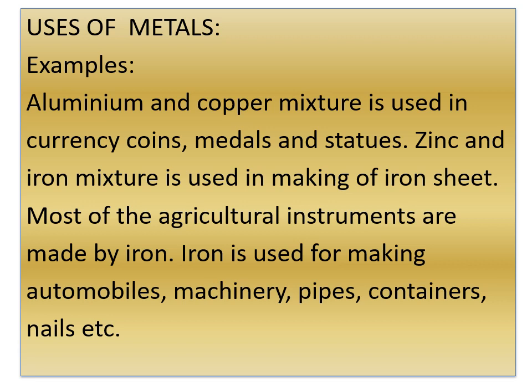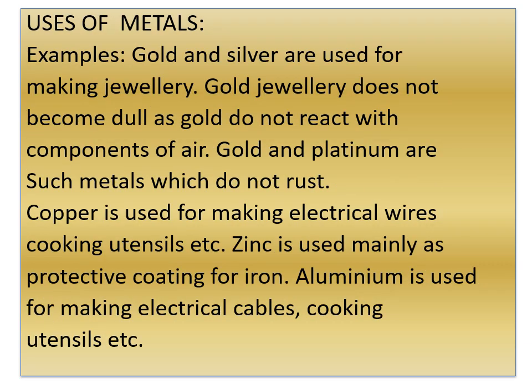Along with that, most of the agricultural instruments are made of iron. Iron is used for making automobiles, machinery, water pipes, containers, etc. So, by looking at these uses of metals, iron has a wide usage in day-to-day life. When coming to gold and silver, they are used for making jewelry.